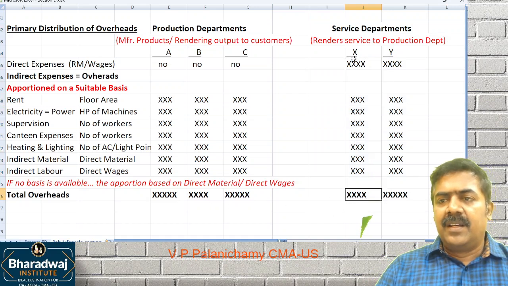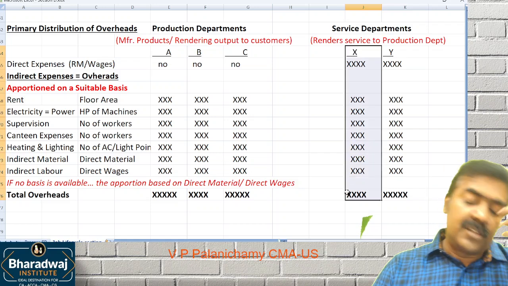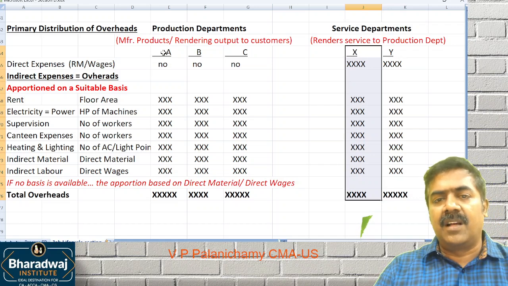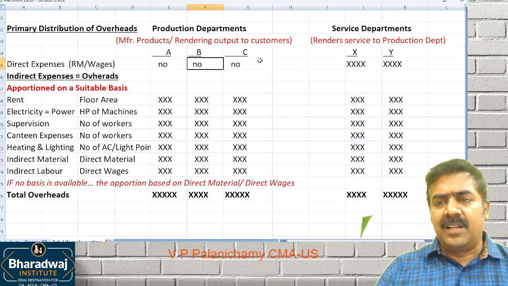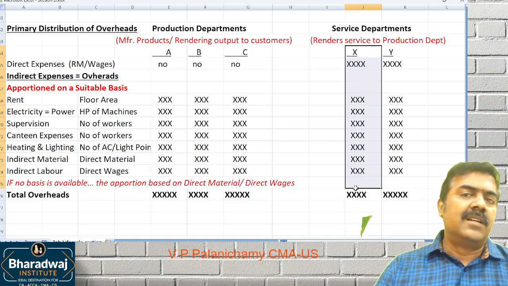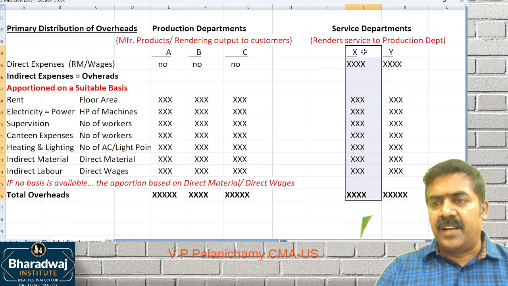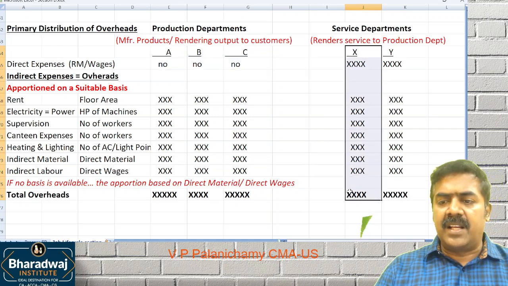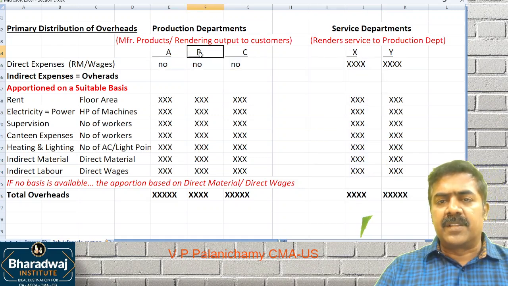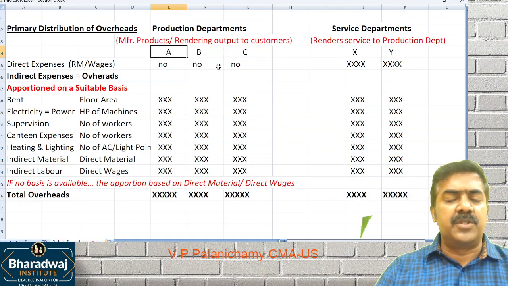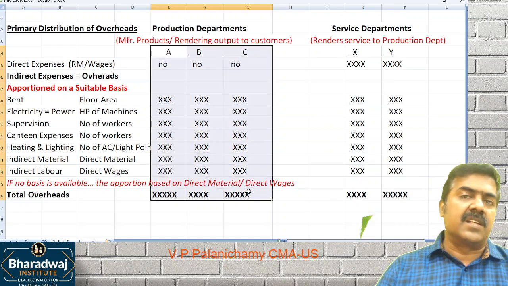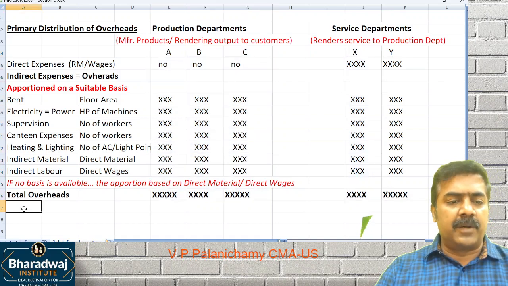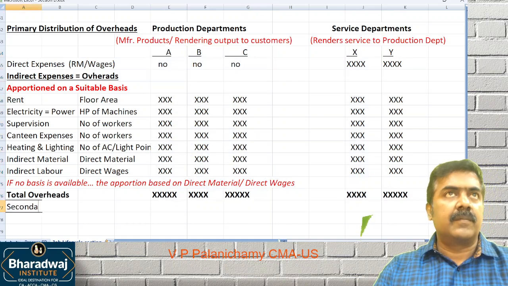For example, X is rendering stores, that is handling raw material stores, etc. Whenever it is required, it will be given. It's like a godown, a warehouse or storage facility. It is rendering service to ABC. X is rendering service to ABC in the proportion of 50%, 30%, 20% or equal ratio, like that. In the proportion in which the service is rendered, the expenses will be reallocated to the production department. That is called secondary distribution.